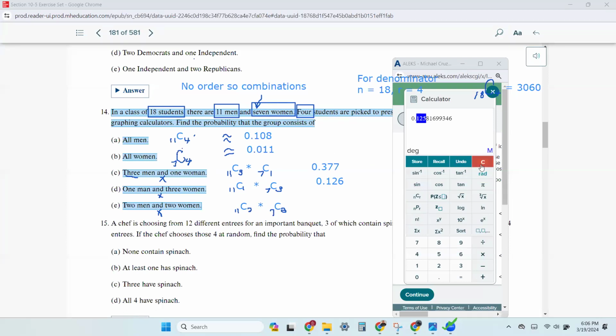Okay, so let's get our calculator to do this. That's a 2. All right, so then that's 1155 in the numerator divided by 3060. 0.377. The 4 means that we're just going to lop everything off over there.